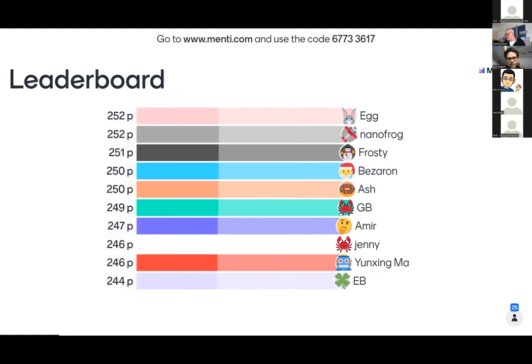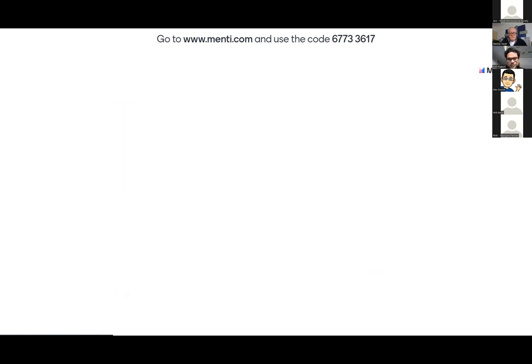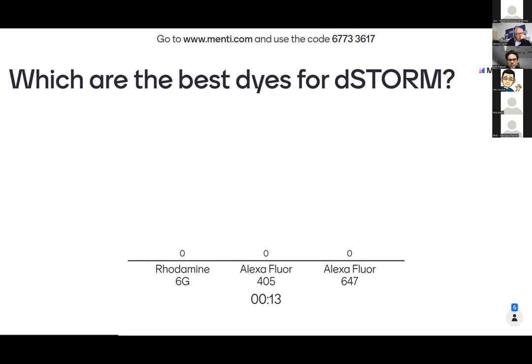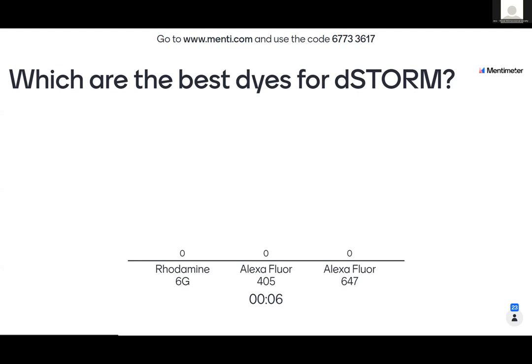So we have egg and NanoFrog, Frosty. I think the first 10 are pretty close, so anyone can be a winner at this point. By the way, for people who don't know, the winner of the quiz gets a Foldscope. It's from Manu Prakash's lab at Stanford. It's pretty cool. So which are the best dyes for dSTORM? Rhodamine 6G, Alexa Fluor 405, Alexa Fluor 647. I guess this is the easy one.